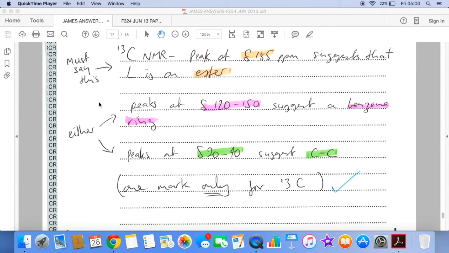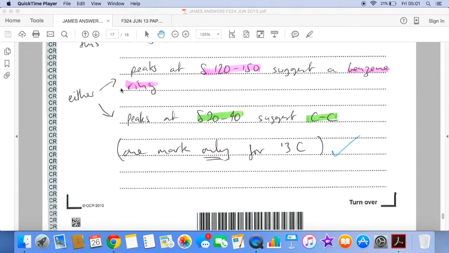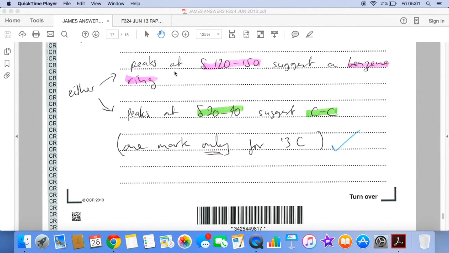And now we're going to start and work out what the structure of L is. So you can see I've gone to the carbon-13 NMR information in this little part of my answer. So I'm saying that the peak at delta 185 ppm suggests that L is an ester. And then the mark scheme says that you have to say this, and then you can say either of these two. Either the pink peaks that are highlighted, the ones between 120 and 150, suggest that we've got a benzene ring present, or the peaks at delta 20 to 40 suggest C double bond C.